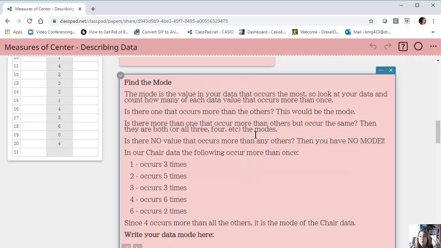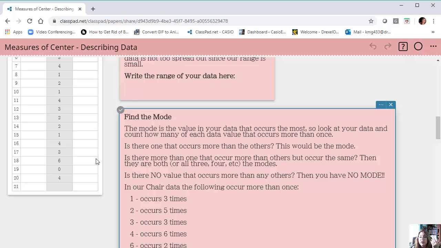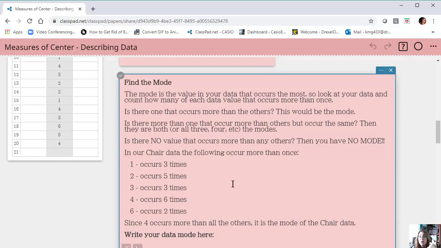I talk about what the mode is, and then I give some examples using the chair data. So I show them that the mode is the data value or values that occurs the most. In mine, I have several that occur more than once, but I have one that occurs more than the others. So that becomes my mode. They may have one or none or a couple that occur more than once. So we talk about that, and then they go find the mode on their own after they see my example.